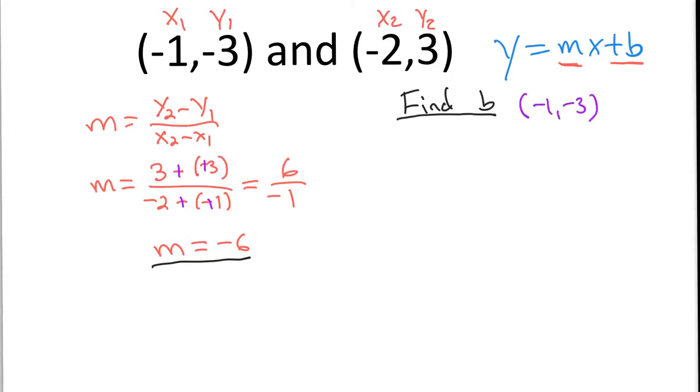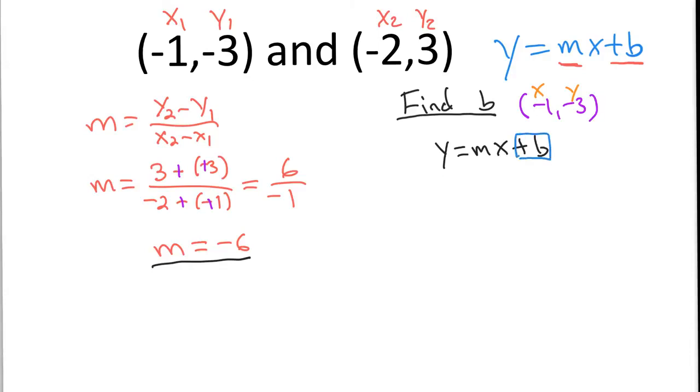So I know the x is negative 1 and the y is negative 3. So for the formula, I'm going to take the numbers that I already have and substitute, and I'm going to solve for b. Remember that we are solving for this variable, and everything else you already have a number.